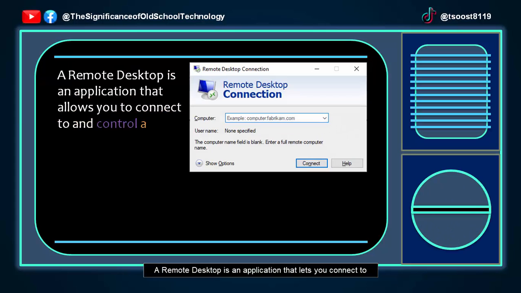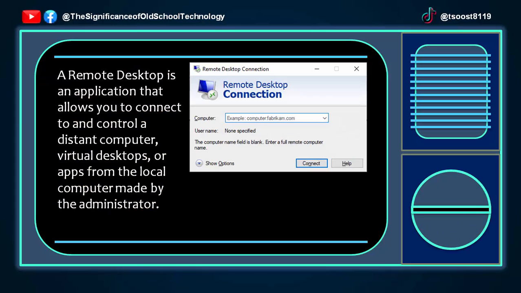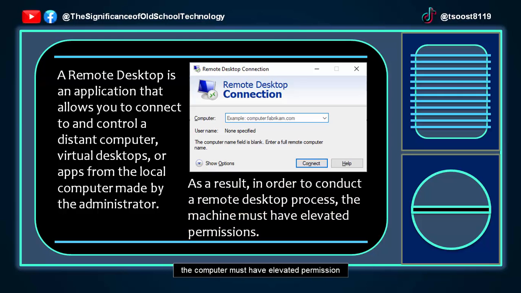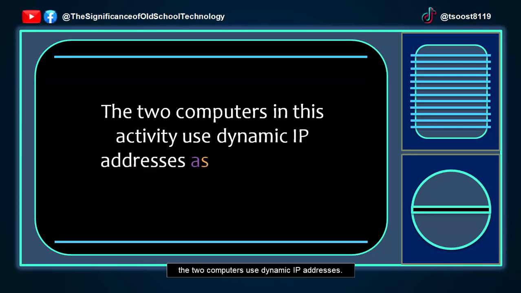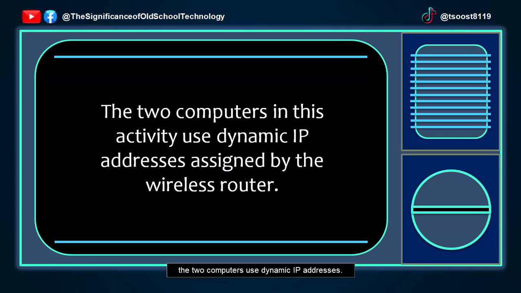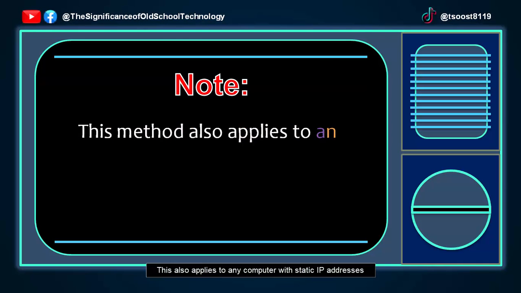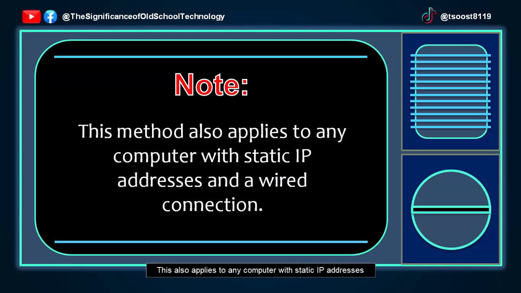A remote desktop is an application that lets you connect to and control the remote computer, virtual desktops, or applications from the local computer made by the administrator. Therefore, the computer must have elevated permission in order to run a remote desktop procedure. In this activity, the two computers use dynamic IP addresses, which means that the two computers are dynamically assigned by the wireless router. Note, this also applies to any computer with static IP addresses and a wired connection.